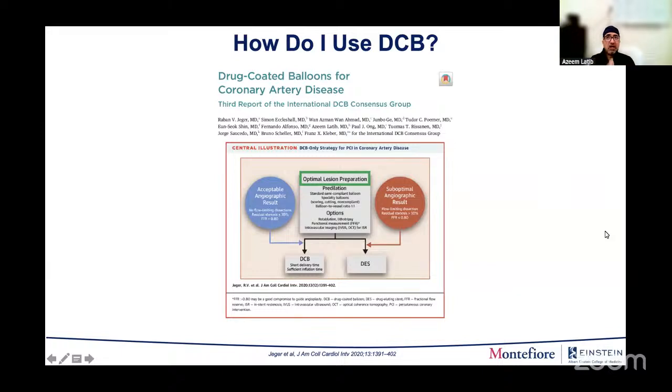Then, if I can't get a good result with a non-compliant balloon, I'm going to add specialty balloons, whether that's scoring, cutting, lithotripsy. People ask me, what about rota? Have I done cases with rota followed by drug-coated balloon? I have, but it's not that common.